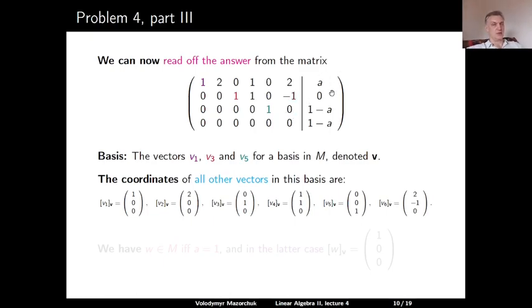And now we can look at w. The vector w will be in the linear span of v1, v3, and v5 if and only if the rank of the total matrix is the same as the rank of the matrix without the right column. In other words, this entry here in row 4 and the last column should be 0. So w belongs to M if and only if a is equal to 1. And in this case, the coordinates of w in the basis v are 1, 0, 0. So this completes problem 4.